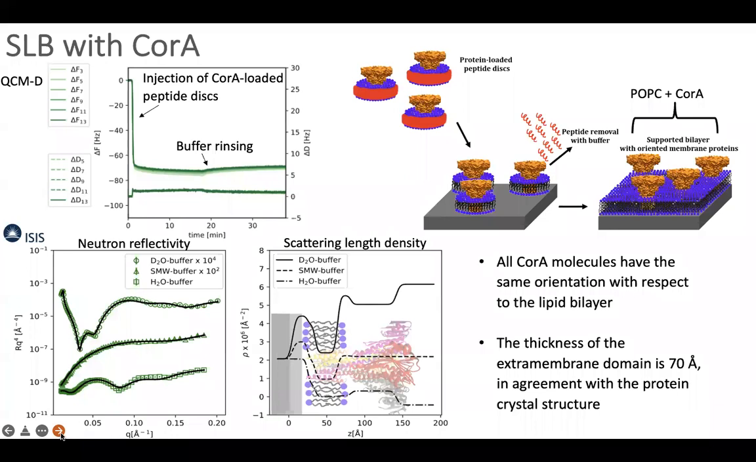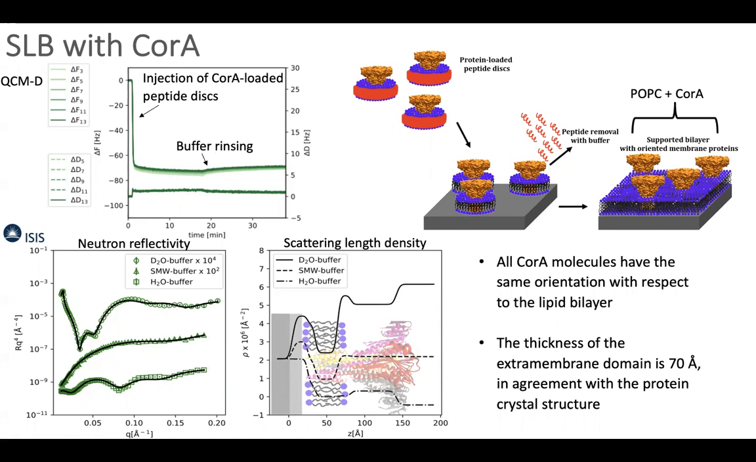Once again, we started by testing our method with the QCM-D. Again, we start here with the calibration value of the sensor. Then we injected our CorA-loaded peptide disk and observed a very rapid decrease of the frequency shift. After buffer rinsing, we got to a value of about -70 Hertz, which is considerably larger in magnitude than the -25 that was recorded for a pure lipid bilayer. So already from this measurement, we had the indication that a heavier layer was deposited on the sensor surface.